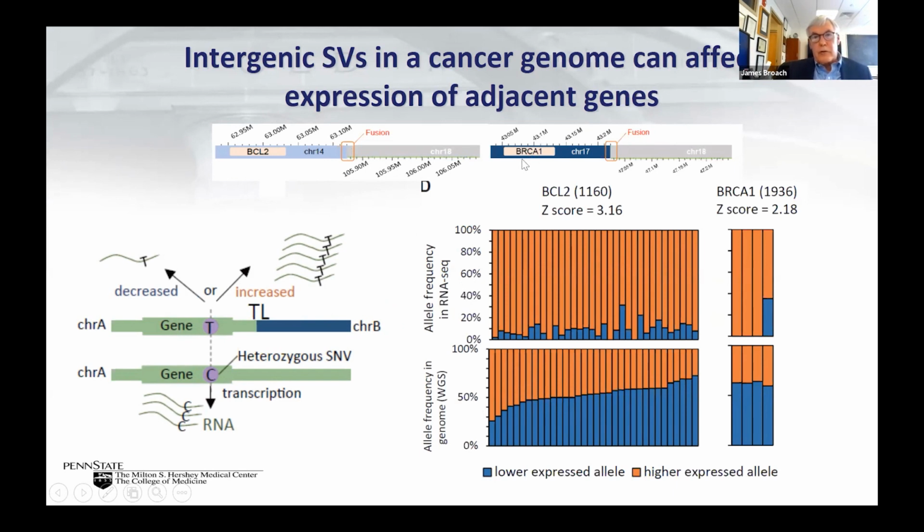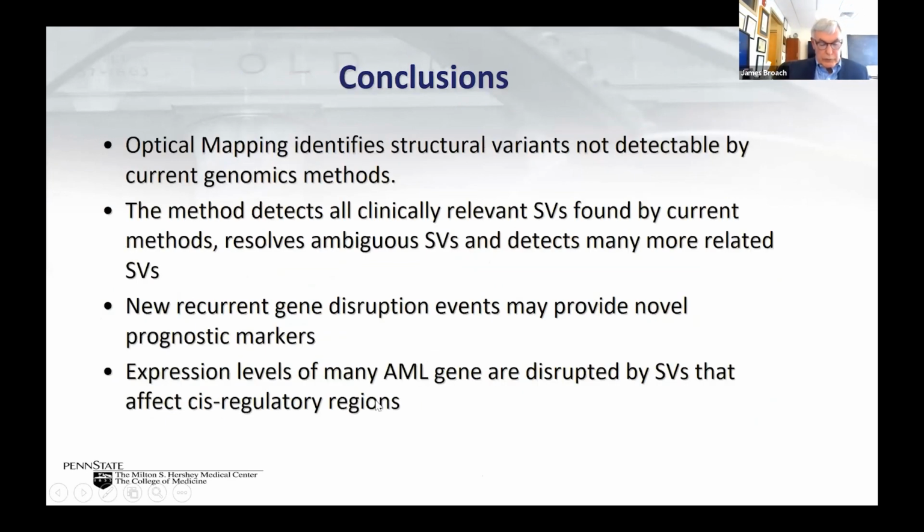And the same thing is true in this patient sample, in which the translocation sat next to the BRCA1 gene, and doing the same sort of analysis, we find that there's a cis-acting bias in the expression of the BRCA1 gene. So in conclusion, for this half of the talk, the optical mapping identifies all the structural variants identified by standard clinical karyotyping, but also identifies structural variants not detectable by current genomic methods. It also resolves ambiguous structural variants and detects many more related and relevant SVs.